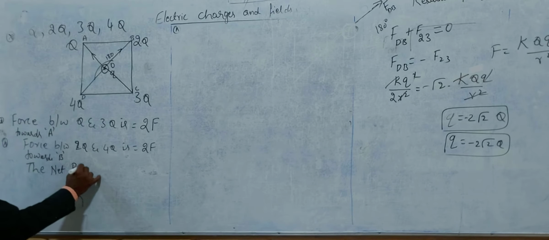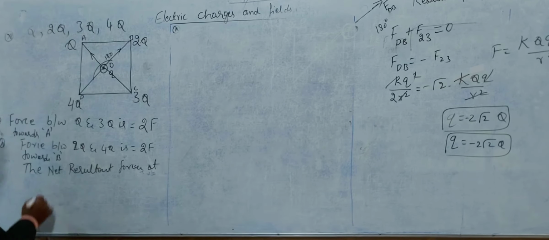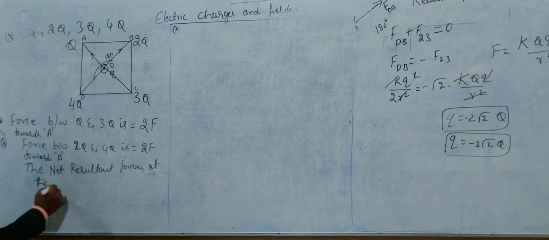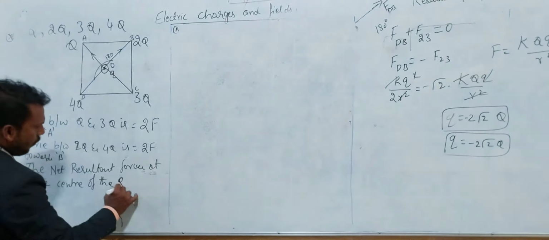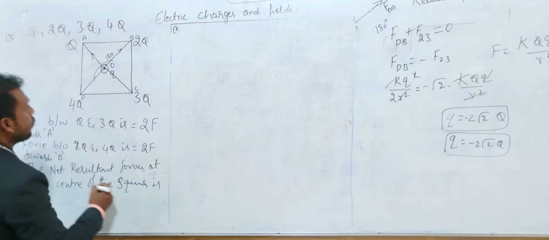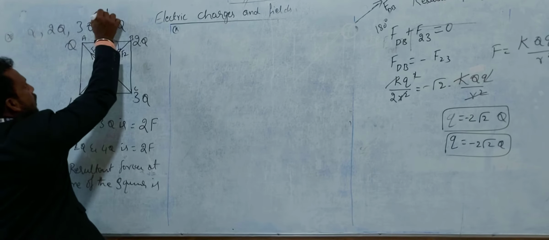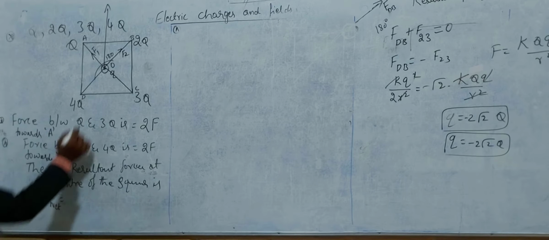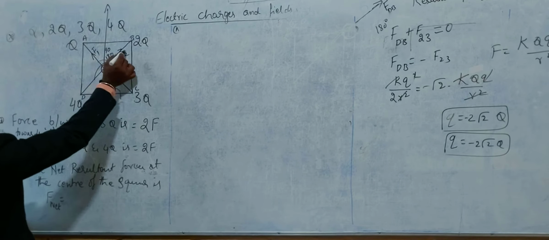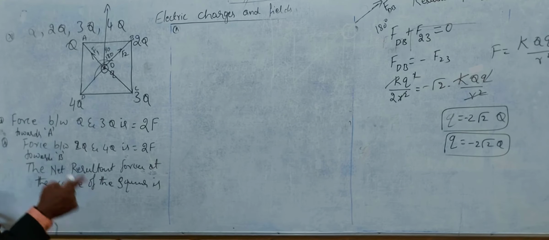Therefore, the net resultant force at the center of the square is given by this force F1 and this is F2. We call it this is F1 and this is F2. Resultant is acting in this direction. Therefore, F net is equal to... angle is how much? 90 degree. Angle between F1 and F2 is 90 degree. Cos 90 is 0.